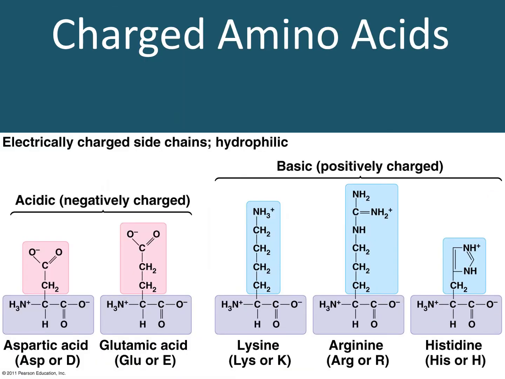This is a table of the charged amino acids. Notice there are 2 groups, the acidic and basic, or the negatively charged and positively charged amino acids. The acidic amino acids include aspartic acid and glutamic acid. Notice their side chains have a negative charge. The basic or positively charged amino acids include lysine, arginine, and histidine, and notice you'll see the plus or positive charge on the side chains of these amino acids.